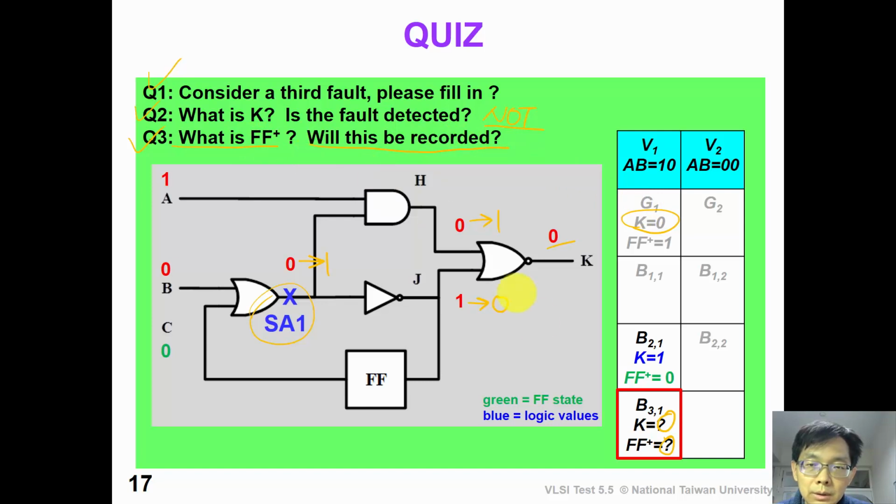Question 3. Since the value of the flip-flop is exactly the same as that of the good circuit, this information will not be recorded because there is no state difference. So the answer is no. Have you got it correctly?